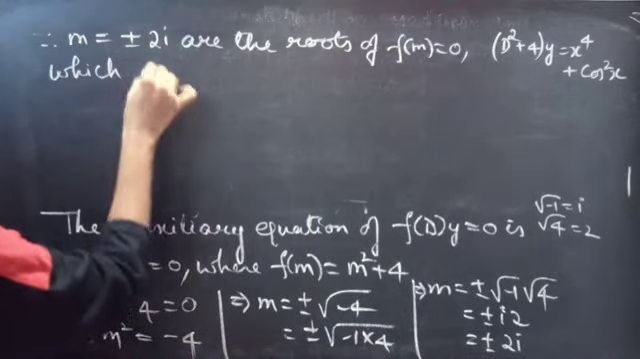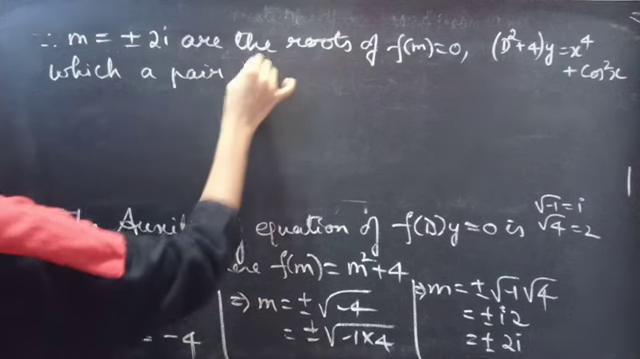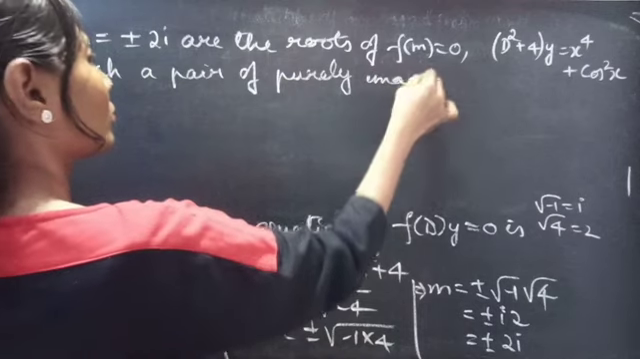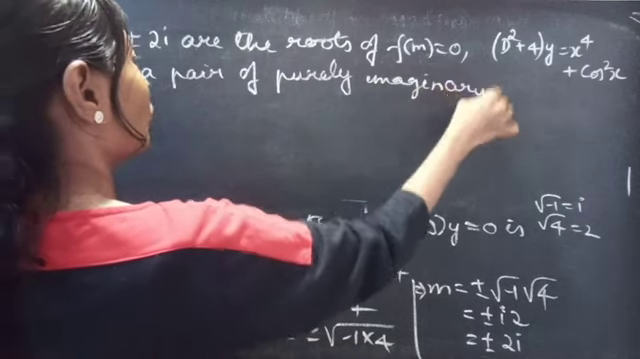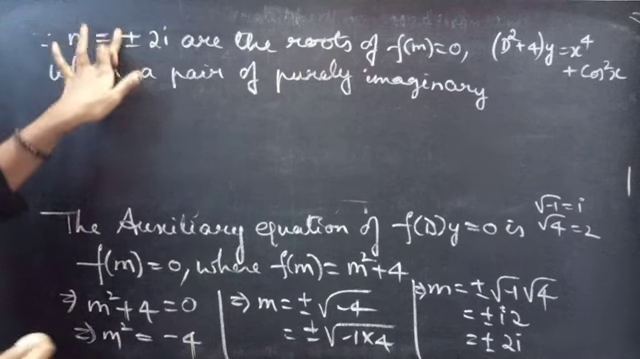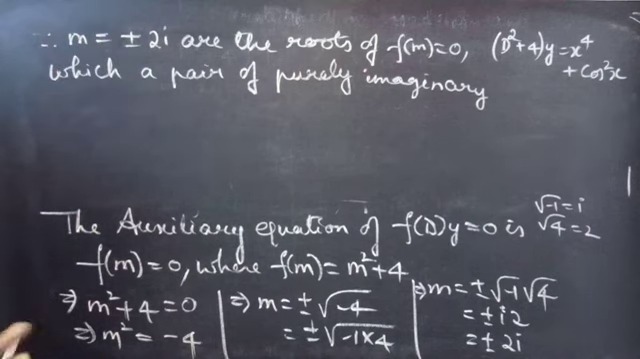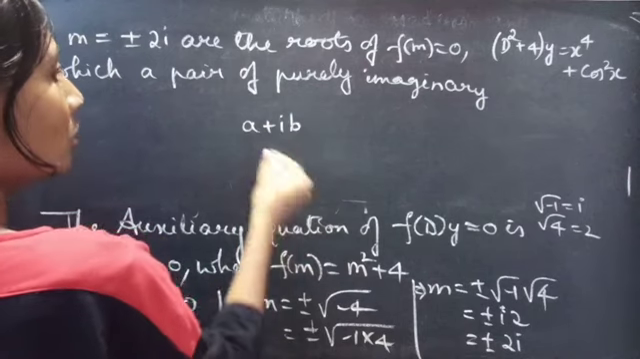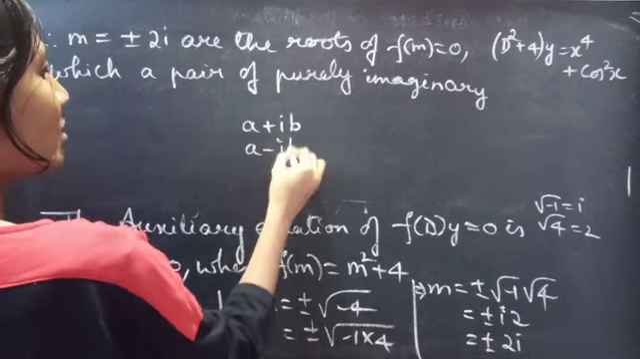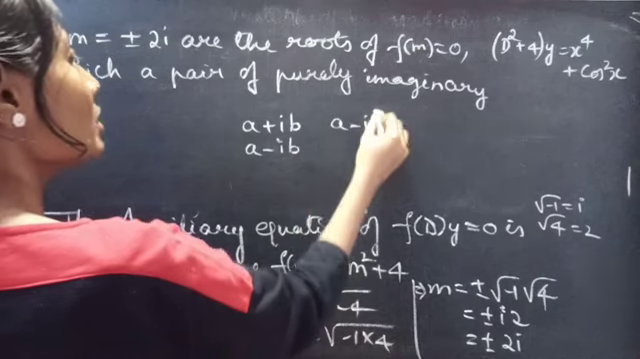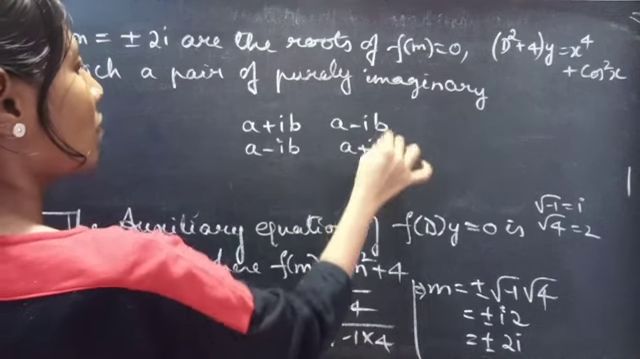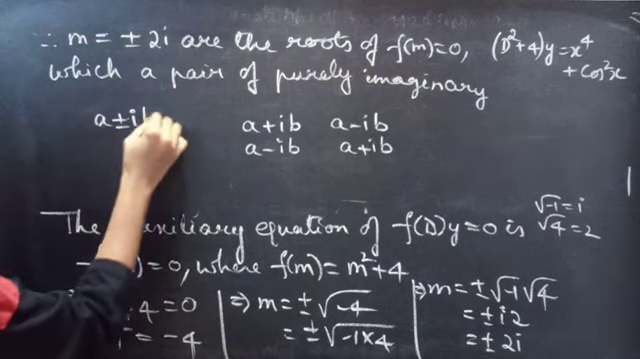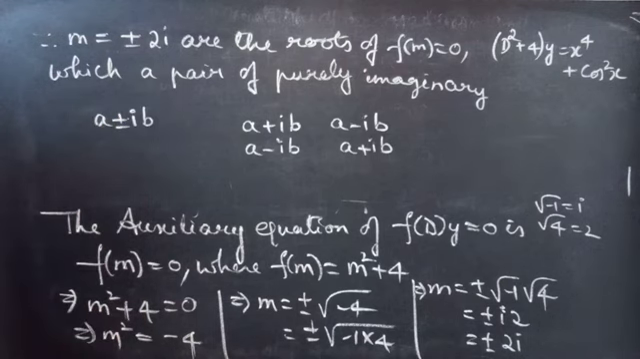Which is a pair of purely imaginary roots. Why are we calling it purely imaginary? Because we don't have any real part. Fine. We know that a plus ib is a complex number and its conjugate is a minus ib. If a minus ib is a complex number, its conjugate will be a plus ib. So we can call a plus or minus ib complex conjugates.